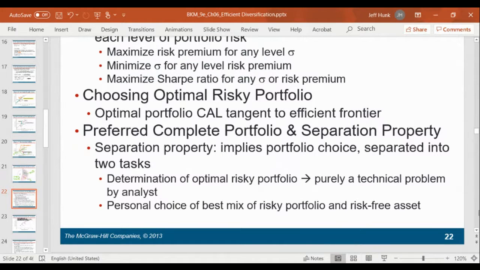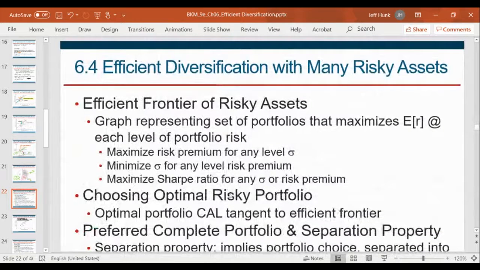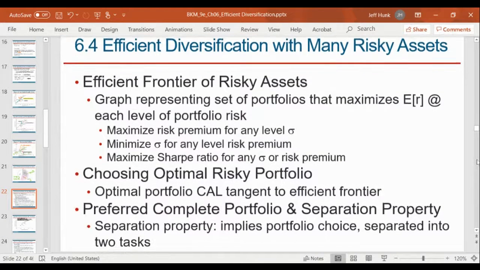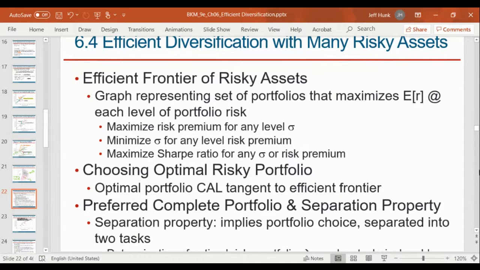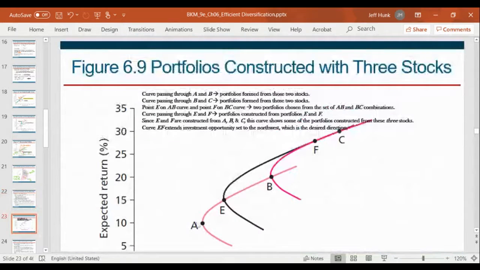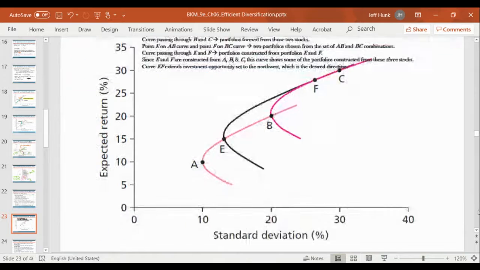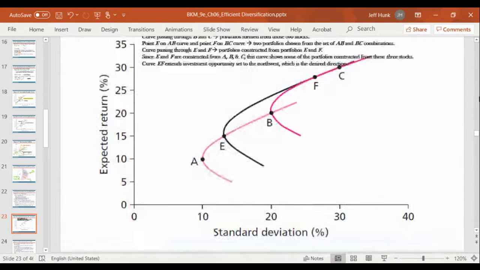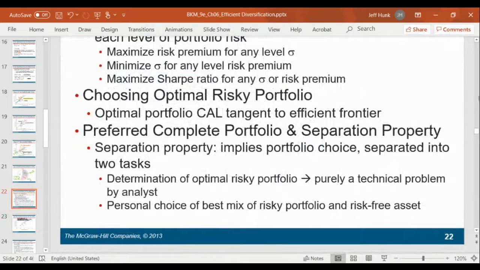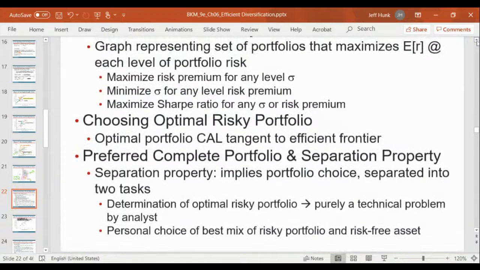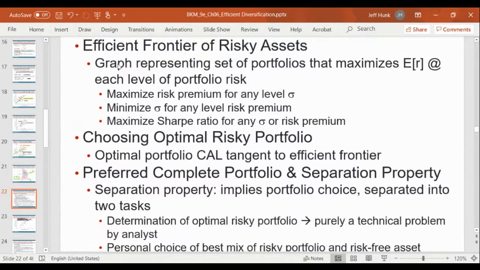So that explains how the complete portfolio is composed. And then the efficient frontier of risky assets. Among the investment opportunity sets, we know the more to the northwest it goes, the better it is, more preferred. But of all of them, which one is the best? That is the efficient frontier of risky assets.